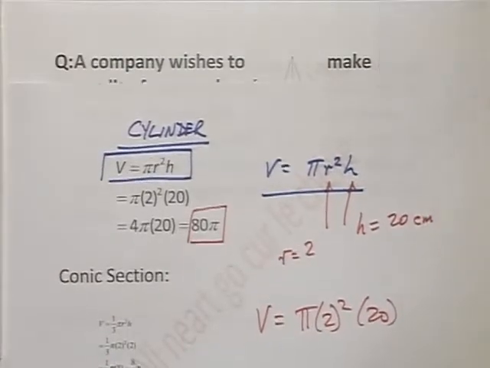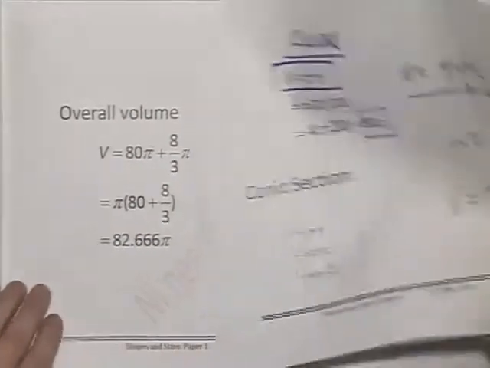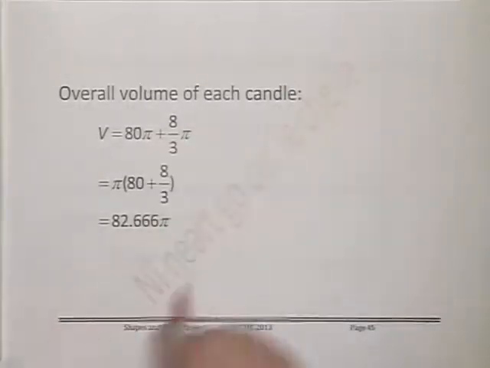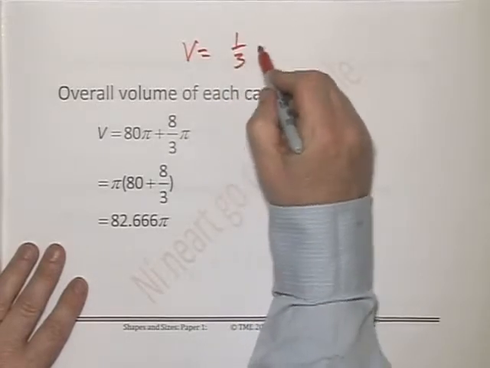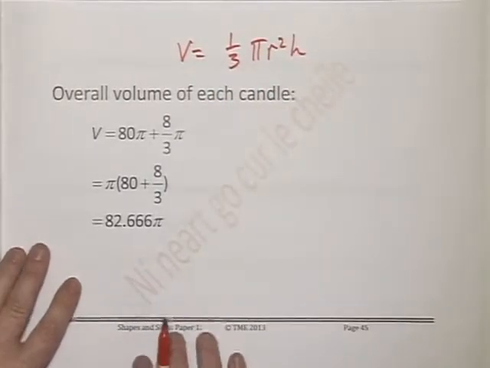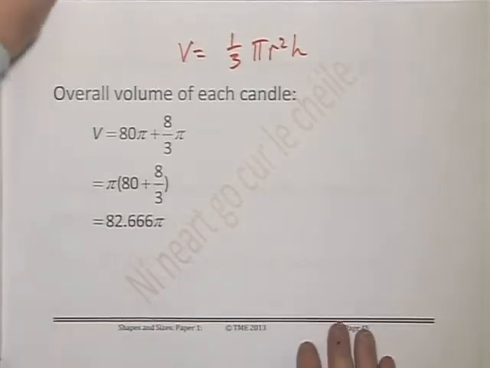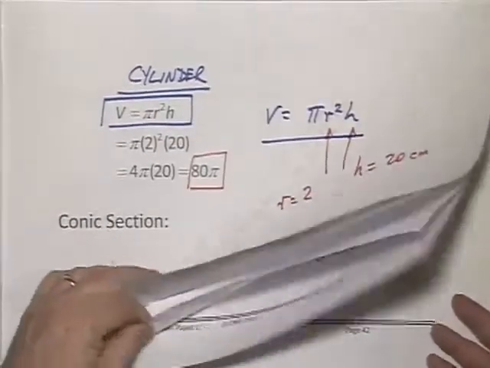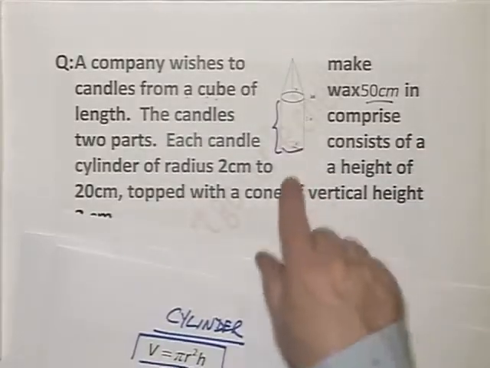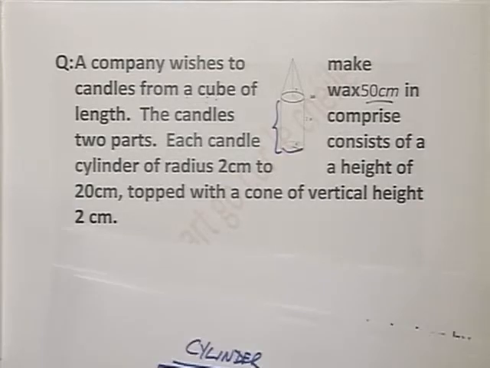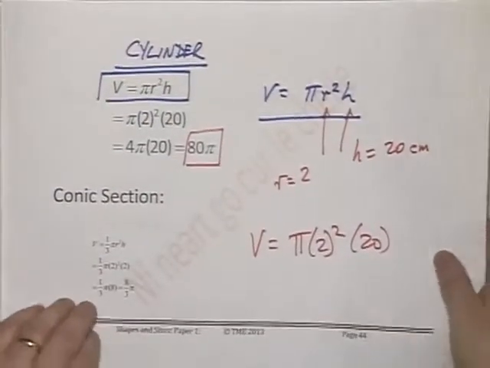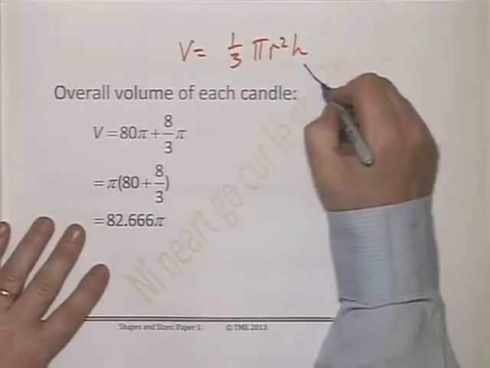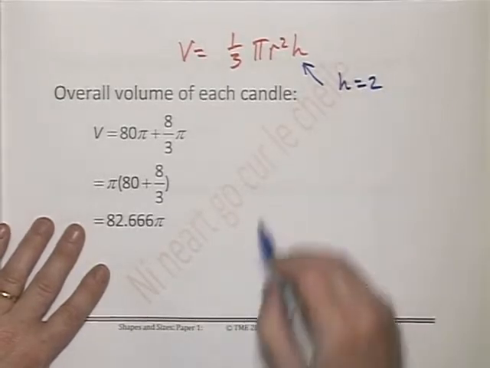Now we've got to get the bit on the top. So the bit on the top, we have to get the conic section. And the formula for the conic section is V is equal to 1 over 3 pi r squared h. Now again, we're saying, but what are they telling us? Do we have all this? Do we have to go around the houses to find this stuff? And they say, okay, no, we were told a cone of vertical height 2. Oh, great. So here we're told that on the conic section, the vertical height, not slope height, h is 2. The radius is 2.